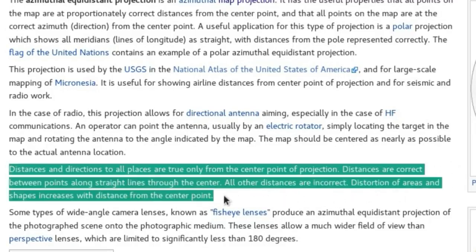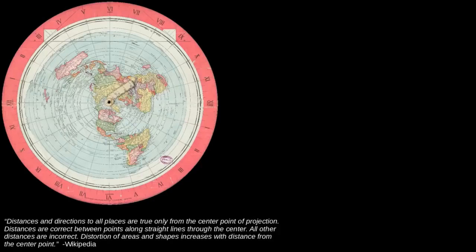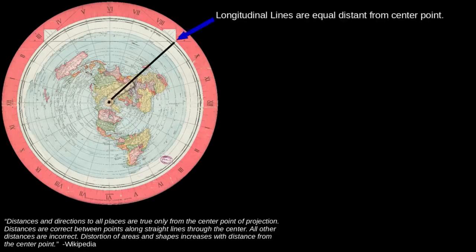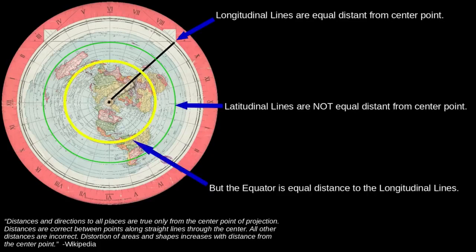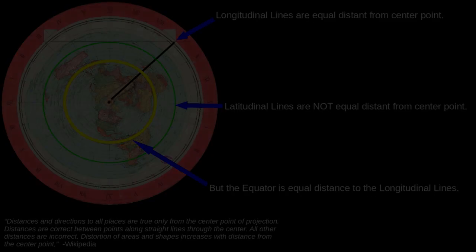Distances are correct between points along straight lines through the center. All other distances are incorrect. Distortion of areas and shapes increases with distance from the center point. All the longitudinal lines are equal distance from the center point, and that's where the airplanes fly straight. Latitude lines are not equal distance from center point, but the equator is equal distance to the longitudinal lines.